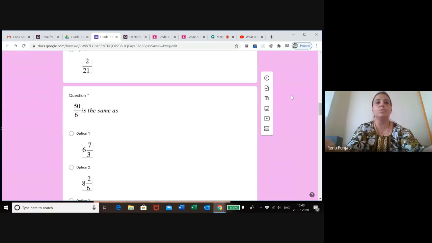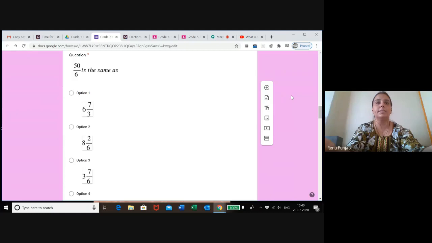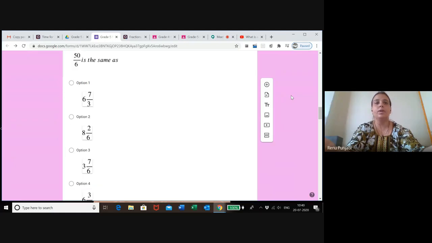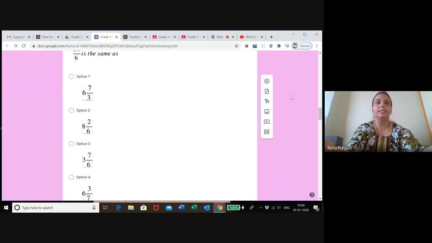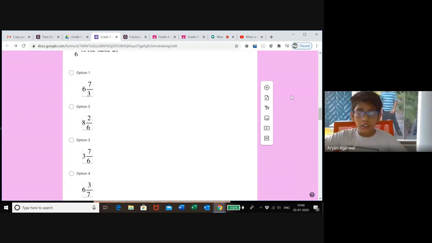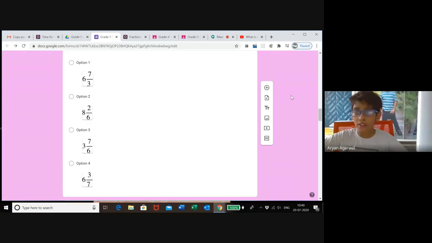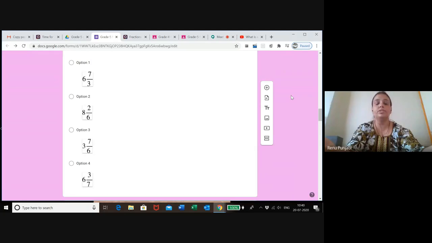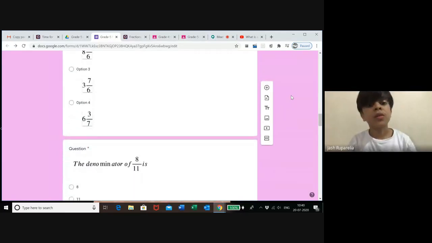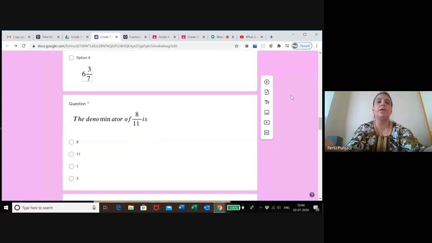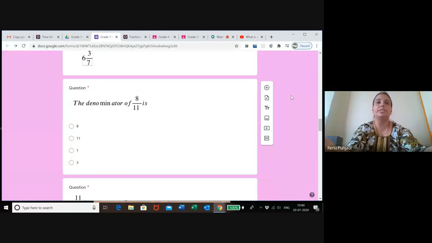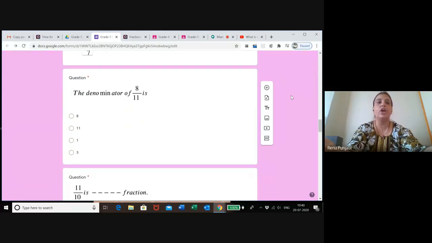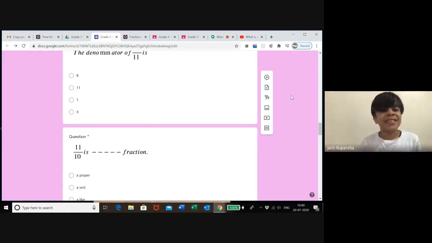50 upon 6. What is the mixed fraction for this? 6 whole number and 3 upon 7. You can't say 3 upon 7 and 6 whole number; it is 6 whole number, 3 upon 7. And question 2: the denominator of 8 upon 11. The denominator in this fraction is 11, so the second option is the answer.